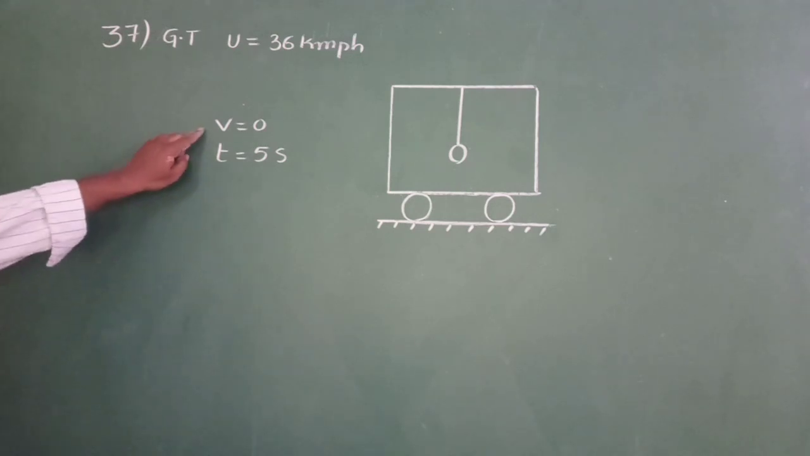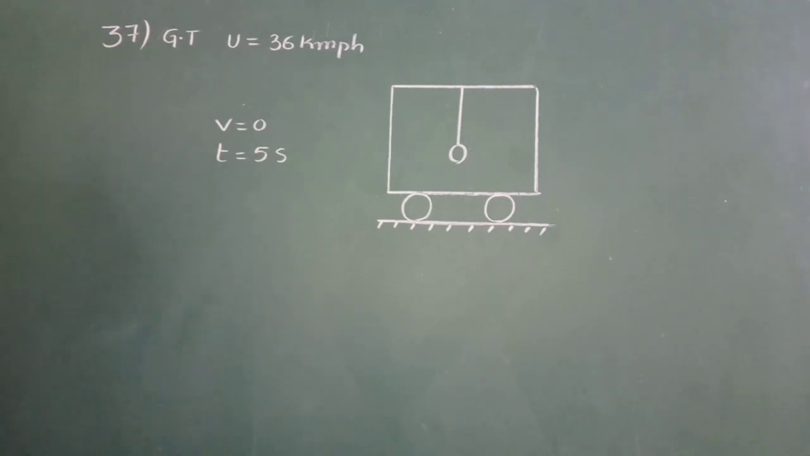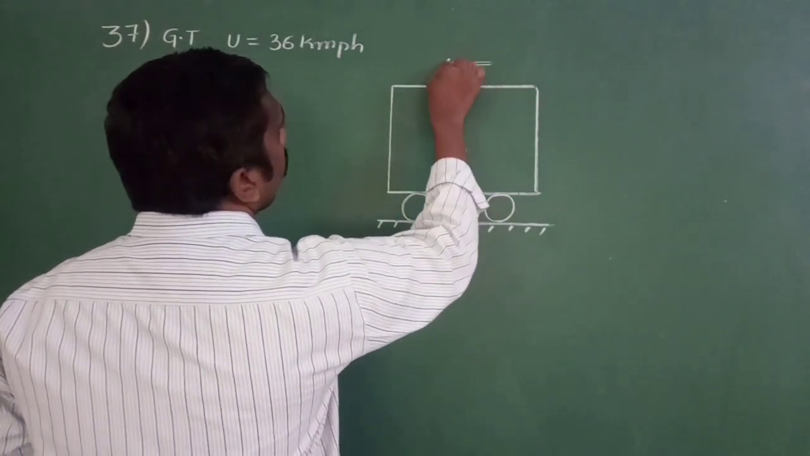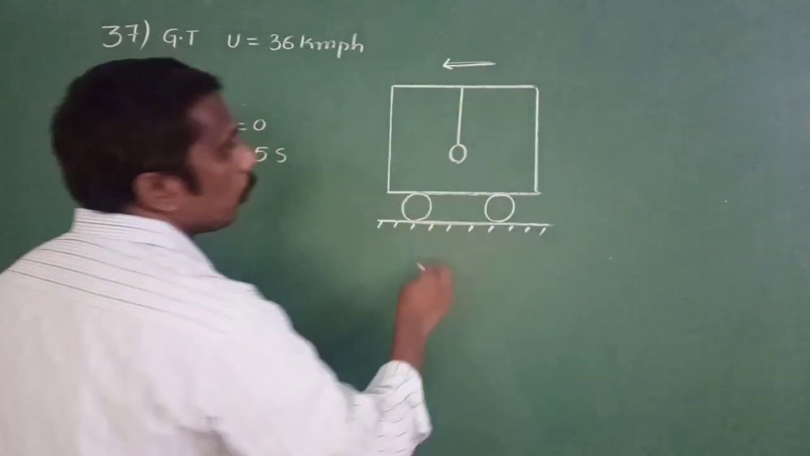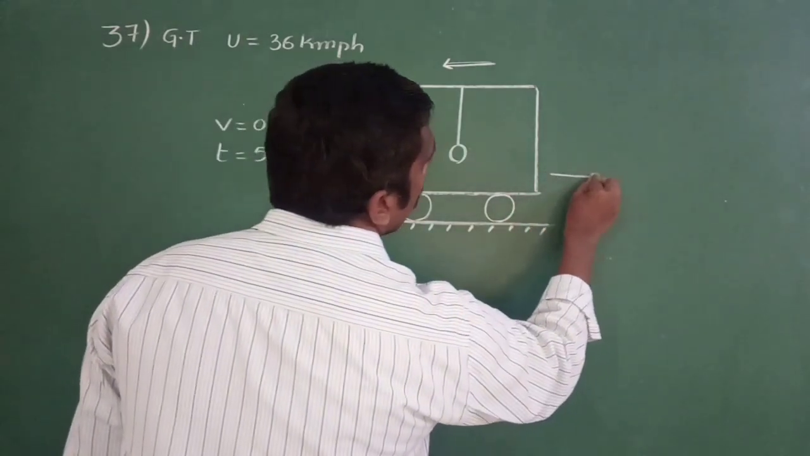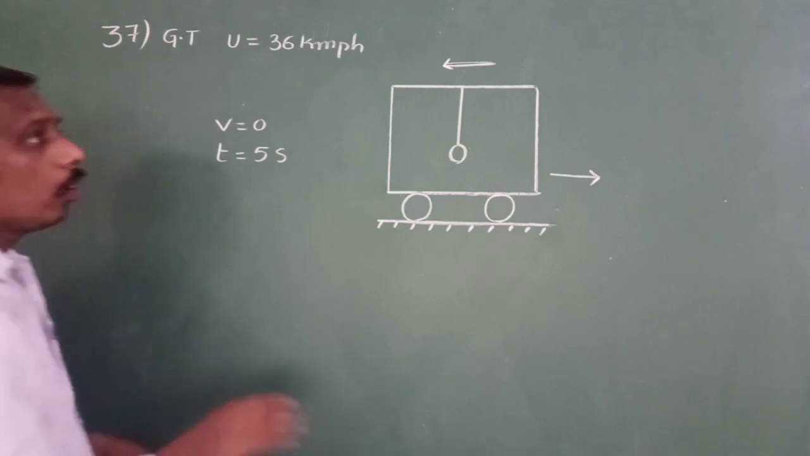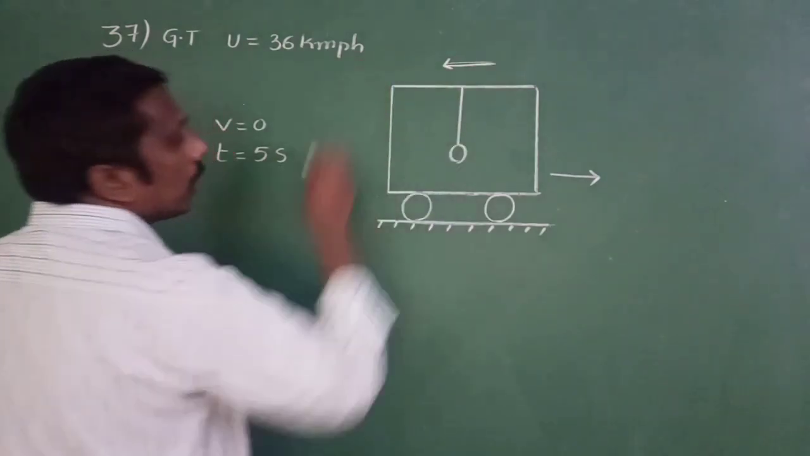So final velocity is 0, time t is equal to 5 seconds. This means the train car is said to be in retardation. Retardation means its acceleration is in this direction, opposite to its motion. Assume initially it is going in this direction, but by the application of brakes, the retardation is in this direction.